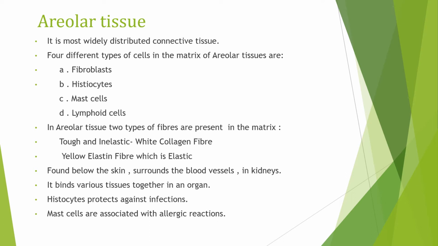Lymphoid cells, what are they? They are very small in size. It has two types of fibers also. The two types of fibers which are present are tough inelastic fibers, which are also white collagen fibers, and what else? Elastic fibers, which we call yellow elastin fibers.